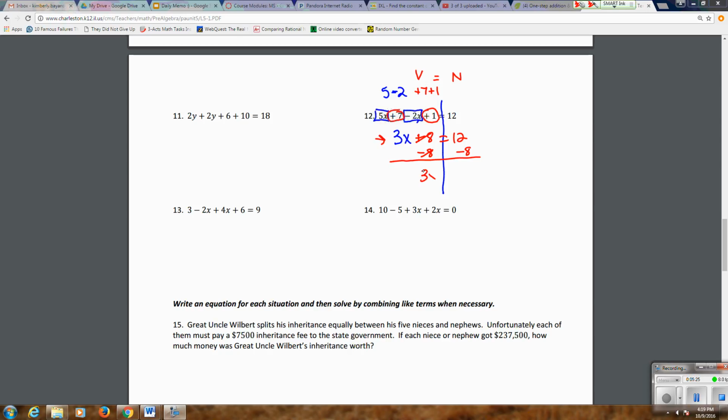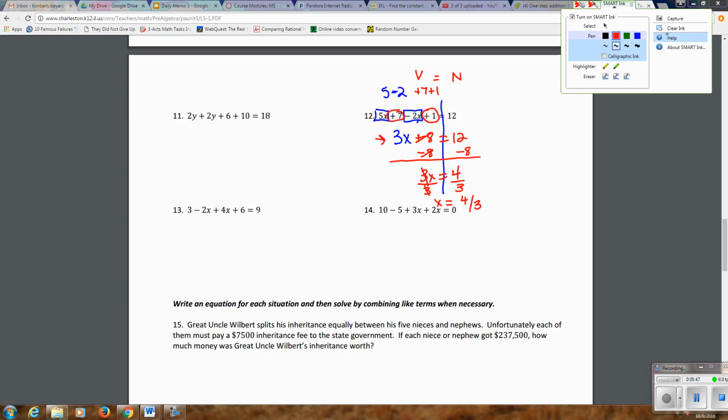So 3x equals 12 minus 8, which is 4. I'm dividing by 3 because that is what the x is being multiplied by, and I'm left with x equals 4/3, and that's okay. I'm going to leave it as a fraction. Okay. All right, so that's combining like terms.